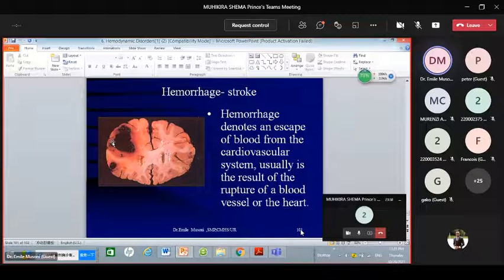Hemorrhagic infarct is known as a stroke. Hemorrhage denotes an escape of blood from the cardiovascular system. Usually, it is the result of the rupture of blood vessels. So this is the brain, and here we see the stroke.